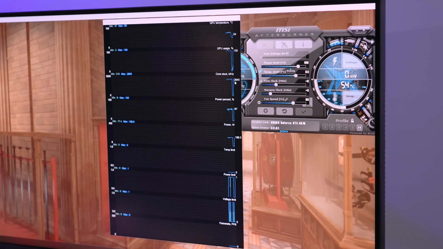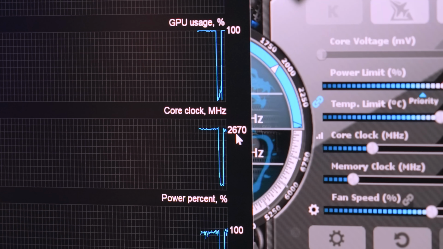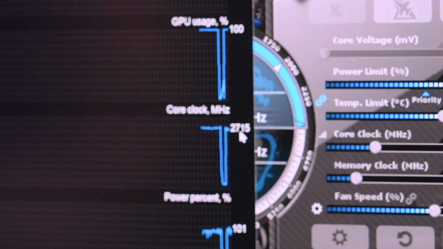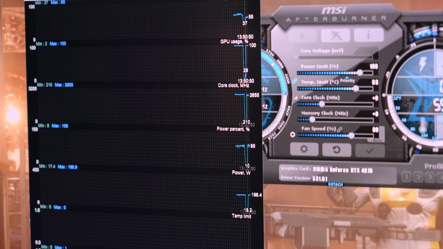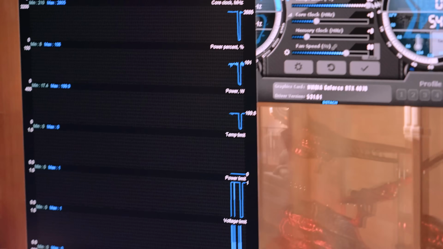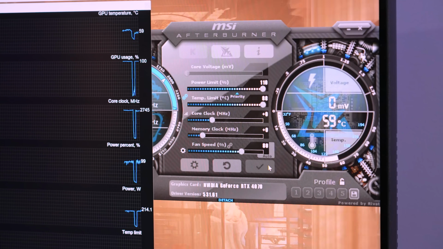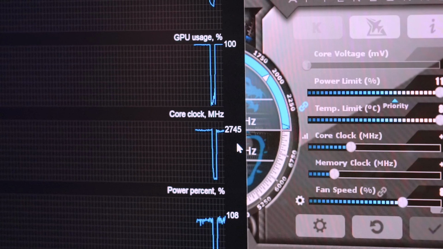Okay, so we've already dropped down to 2640, 2730, 2640, 2670, 2715, and you can see right here, it is just power limit. So I'm now gonna max the power limit out and the temp limit with it. Priority is power limit. We should lock our frequency now.